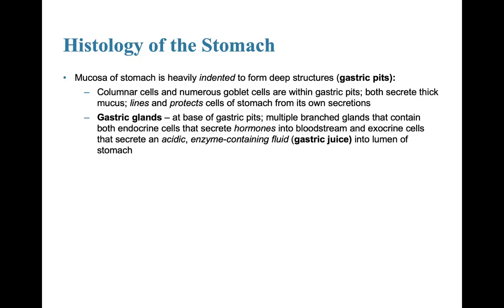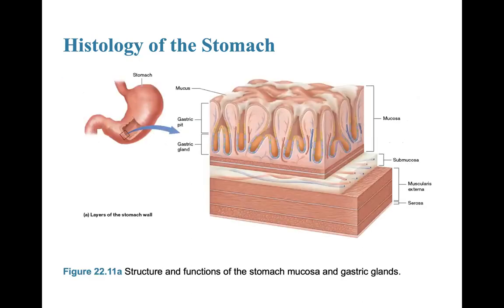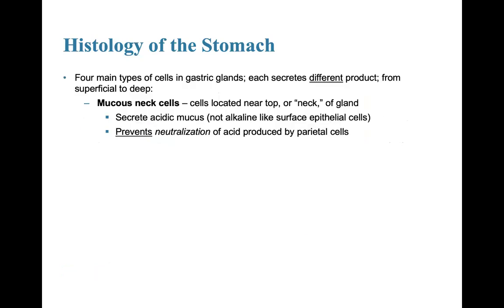And then you have the gastric glands. These are at the base of the gastric pits, and are multiple branched glands that contain both endocrine cells that secrete hormones into the bloodstream and exocrine cells that secrete a very acidic enzyme-containing fluid referred to as gastric juice into the lumen of the stomach. And here you can see these gastric pits on that mucosal surface there.